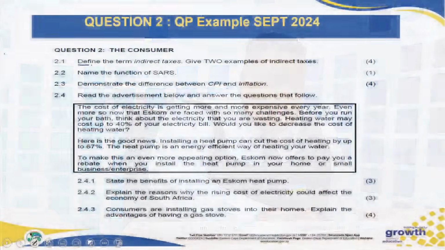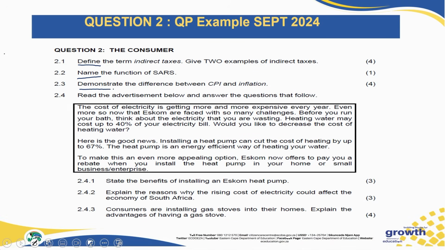Now, grade 12s, let us concentrate on the example of the question paper that I have extracted from September 2024, question 2. I just want to demonstrate how the scaffolding of questions will be in the question paper. Firstly, you will have to define, name, and demonstrate the difference. This is easy, middle, and difficult. So this simply means that grade 12s, in this section, you are going to have questions from easy to difficult.